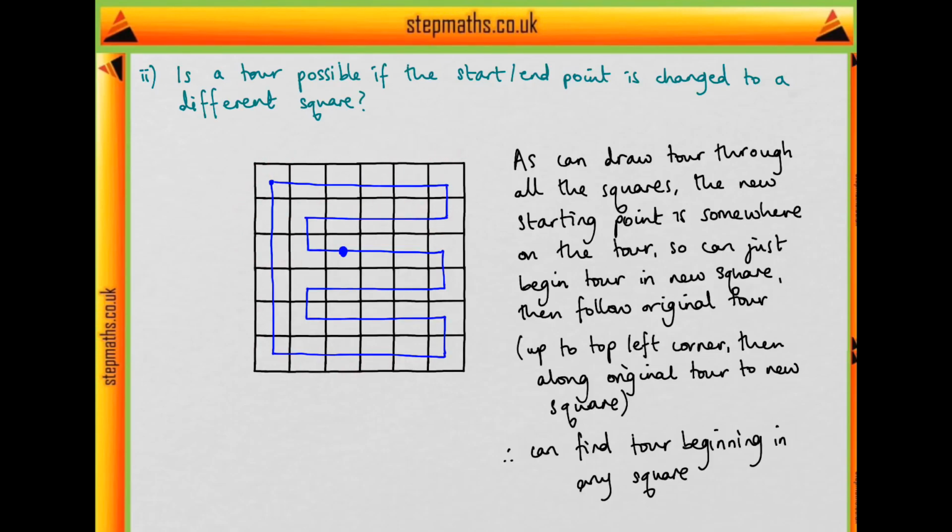So we can say that because this new square lies somewhere on the original tour, then we can just start in the new square and follow the original tour. We'll be following back up to the starting point where the original tour ended, but then we can just carry on from the beginning up until we get to our square. And so we can find the tour beginning in any square.